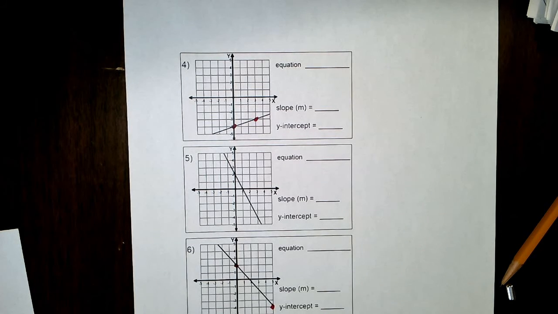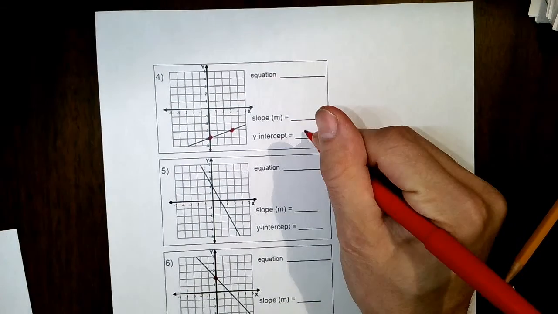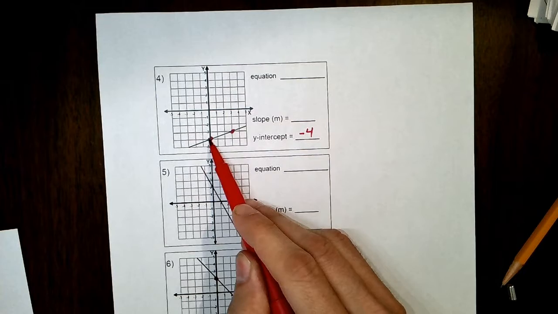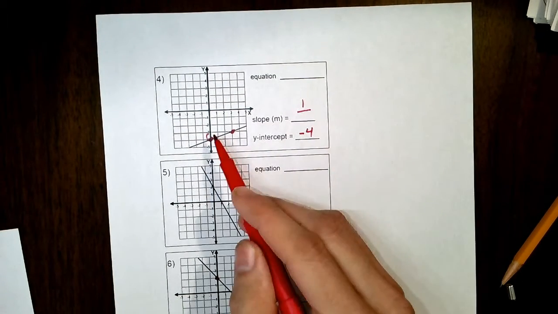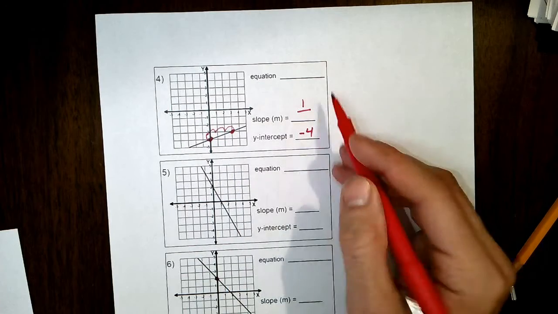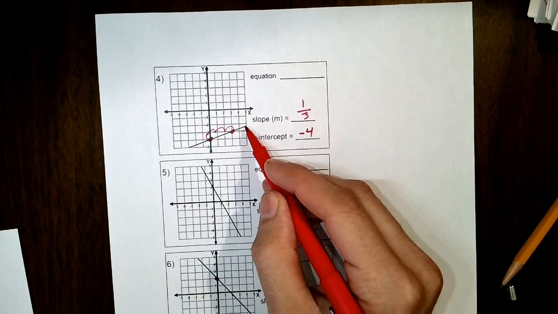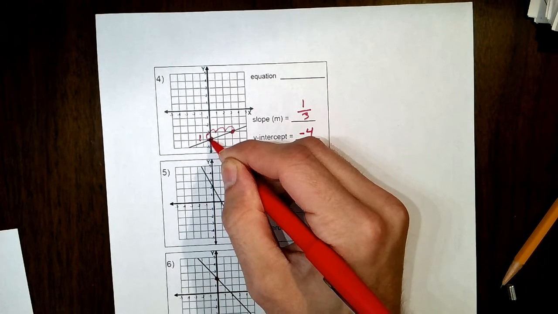Number 14, Dylan. What's our y-intercept? Negative 4. And what's our slope? From here to here, we're going to go up 1. Right, so it's 1 over what? 3. 1, 2, 3. And is it negative or positive? Positive, right? Up is positive, so we went up 1.